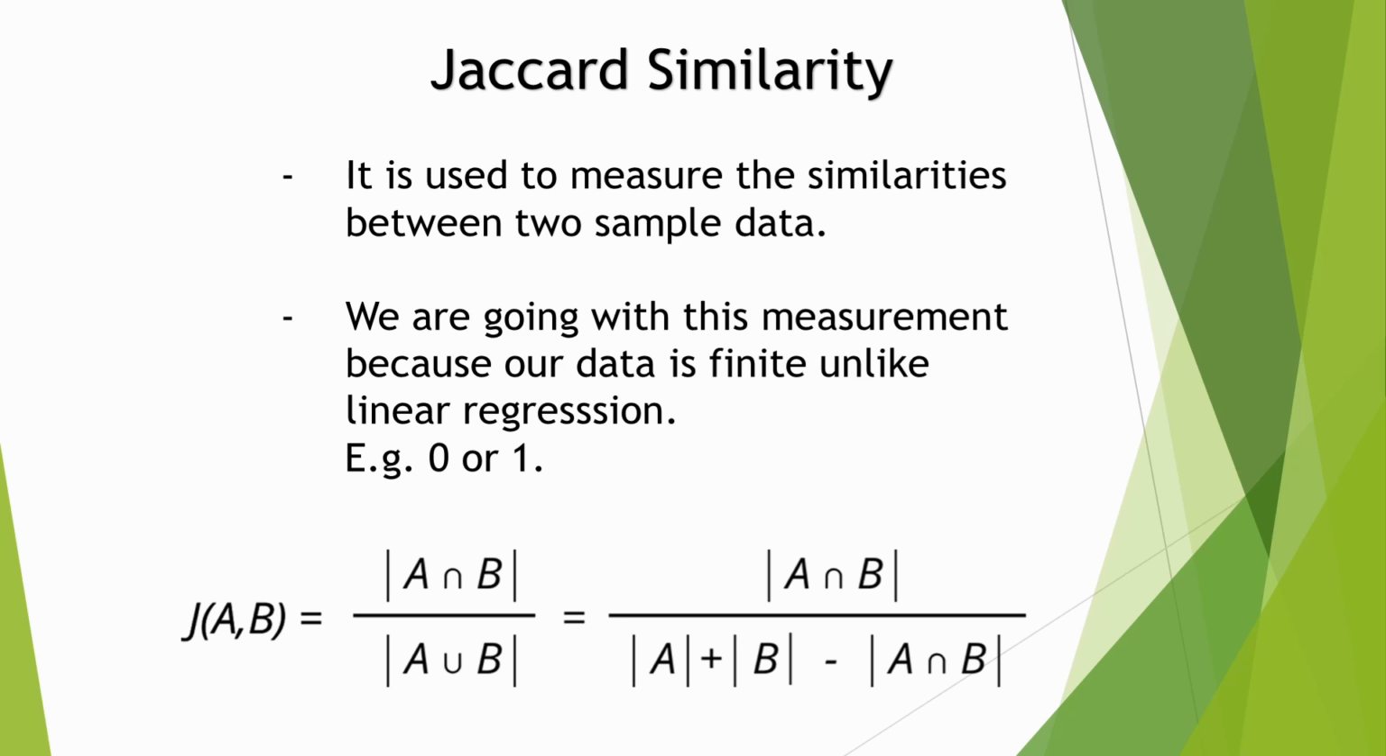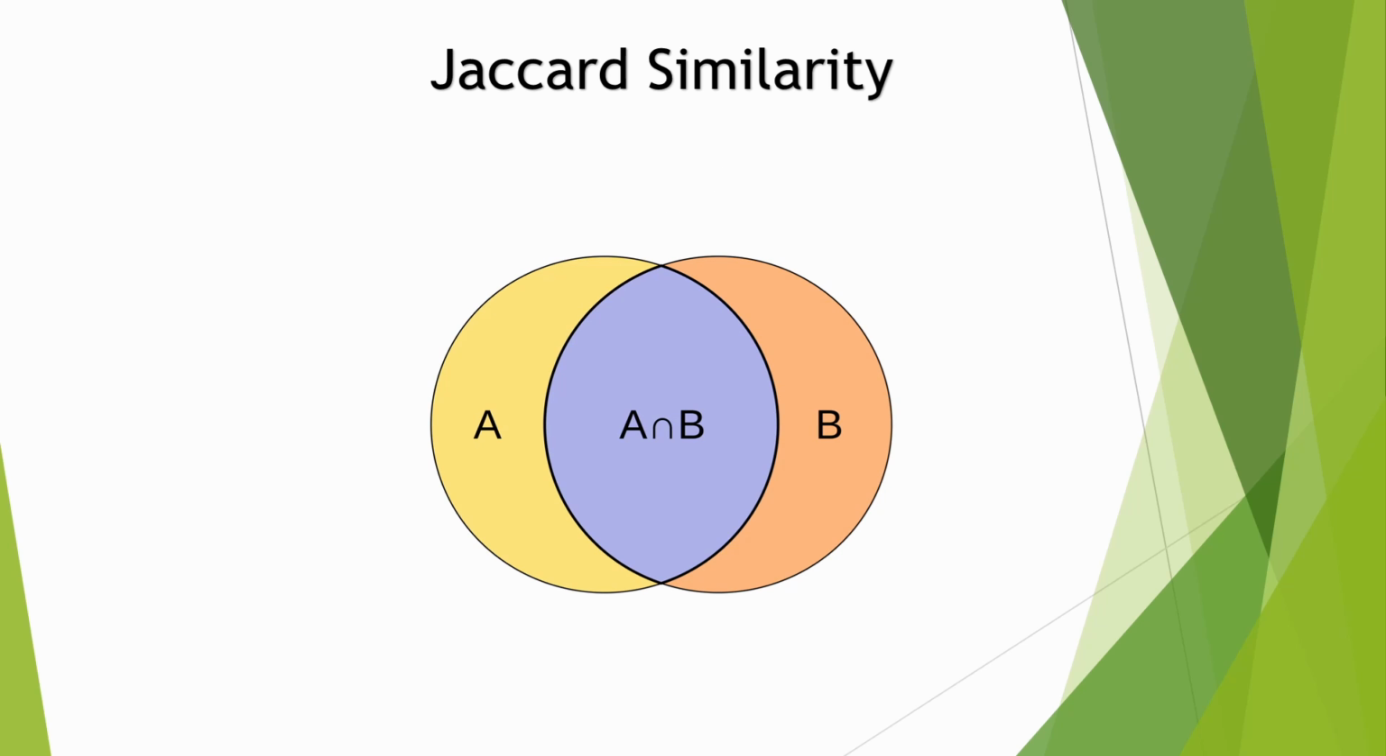This is nothing but based on a Venn diagram. We can find the similarity between two data sets by calculating their intersection divided by their union. This is the visual representation of the Jaccard similarity index. So we have A and B, and in the middle we have A intersection B. Using that formula we can find the similarity between what we have predicted and what the data actually is.